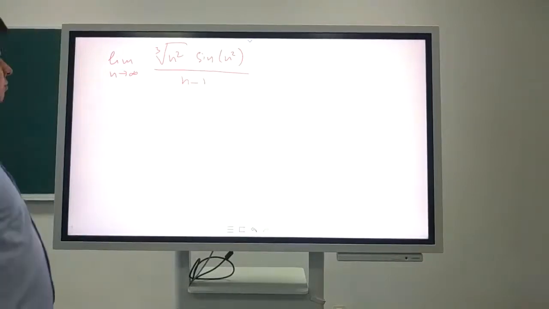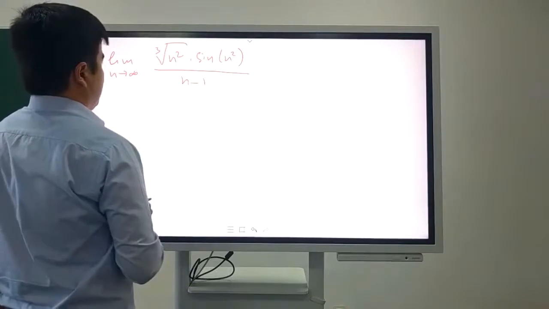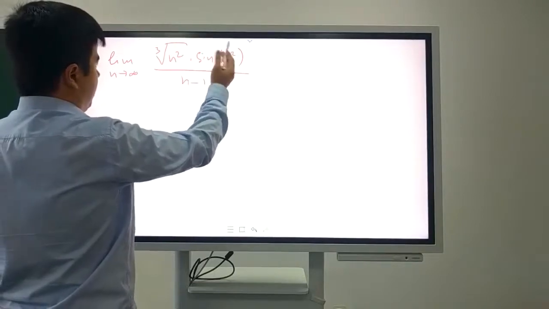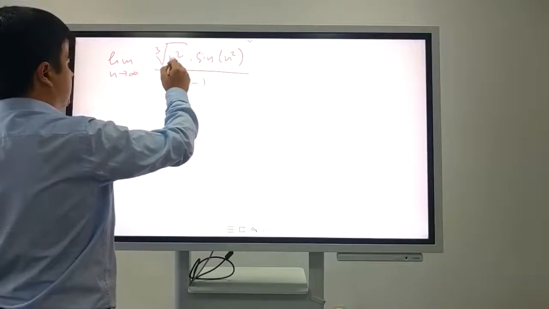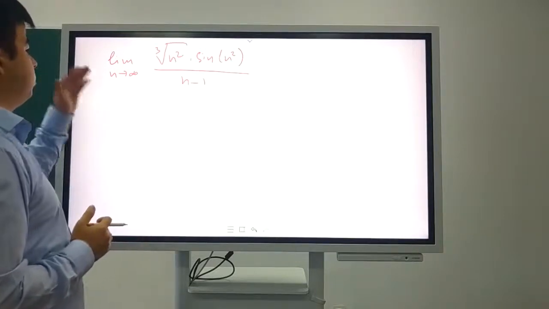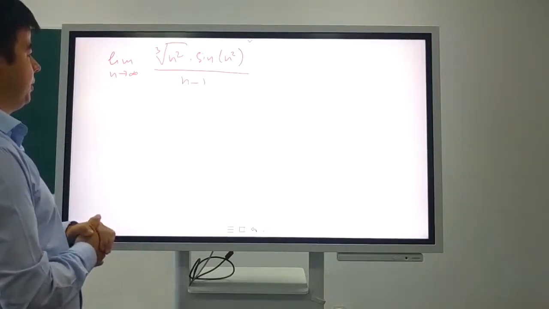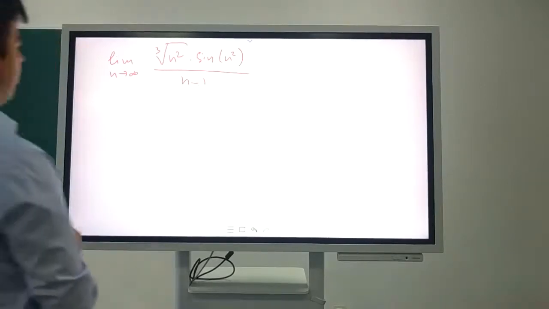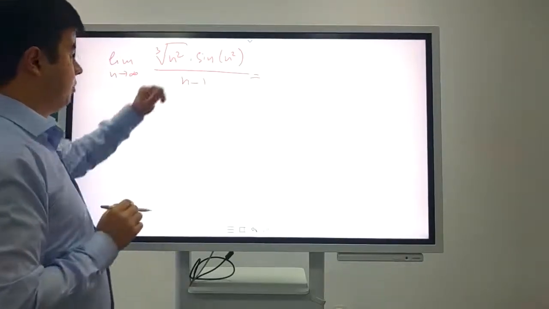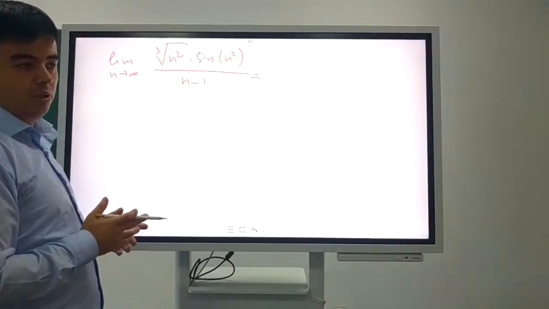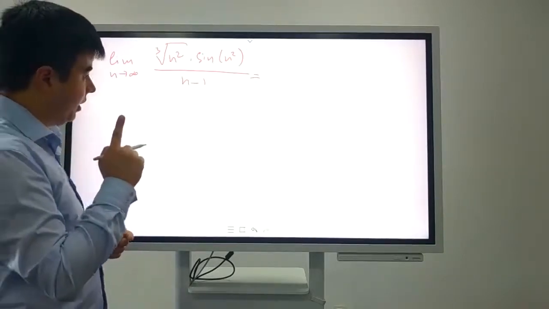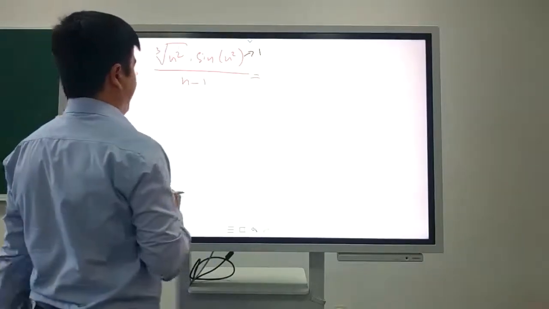So here we have the product of two terms. We can consider them separately, as two sequences: cubic root of n squared over n minus 1, and sine n squared. Now, if we put in infinity, we don't get the answer directly, but we can compute it. How? Here again, let's remember that sine is a bounded function. So the greatest value of sine n squared is just 1.